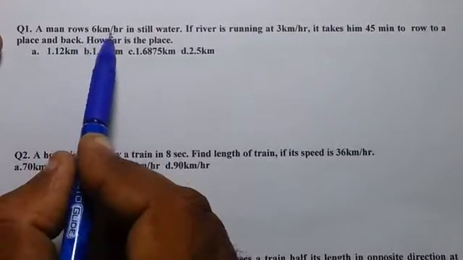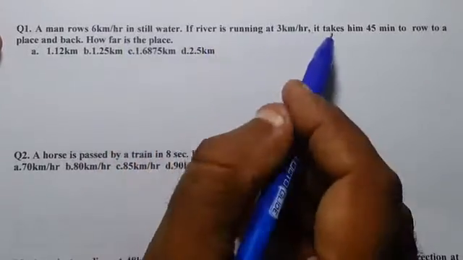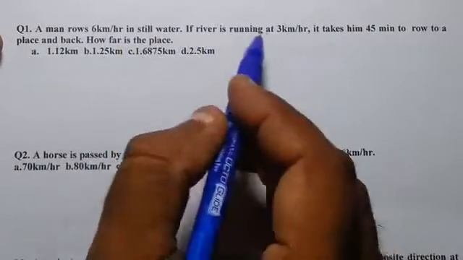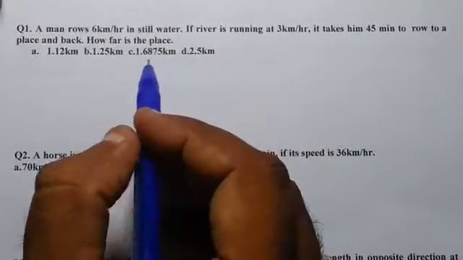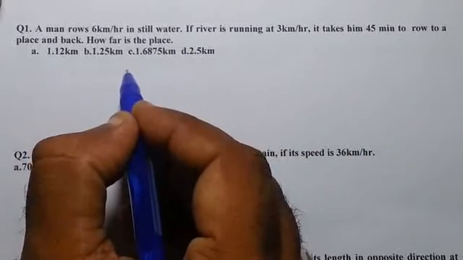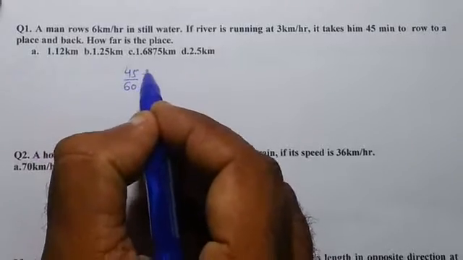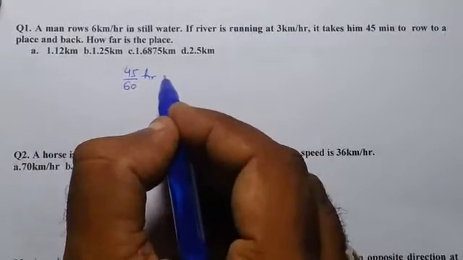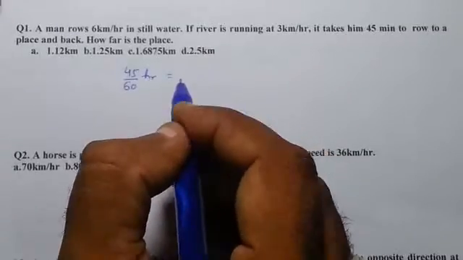A man rows 6 kilometers per hour in still water. If the river is running at 3 km per hour, it takes him 45 minutes to row to a place and back. How far is the place? The question is very simple. What is the total time given? It is 45 minutes, or we can say it is 45 upon 60 hours. This is the total time taken to go upstream and to go downstream, right?